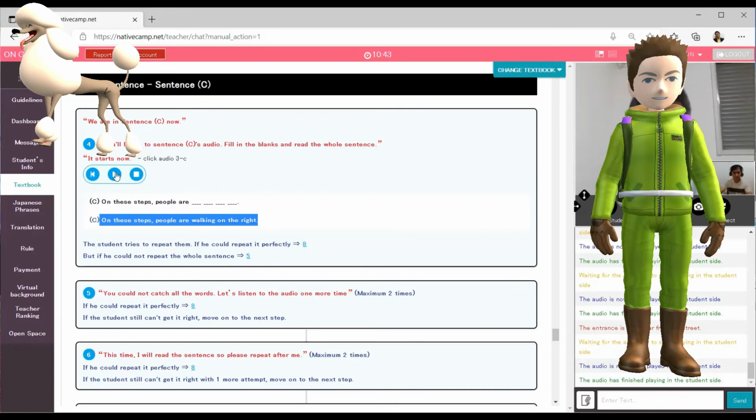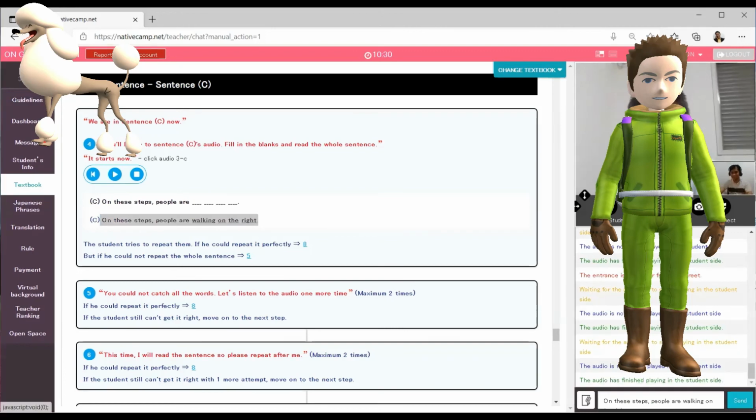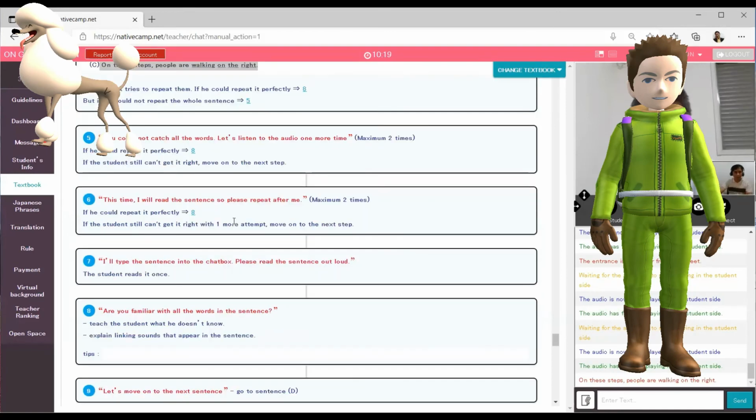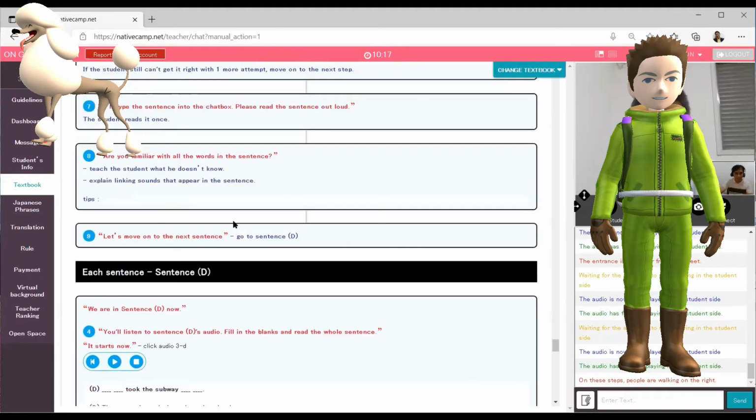Okay, please listen carefully. Here we go. C. On these steps, people are walking on the right. People are walking on the right. Okay, very good. So on these steps, people are walking on the right. Yes, their position is to the right direction. All right, so let's have sentence D.